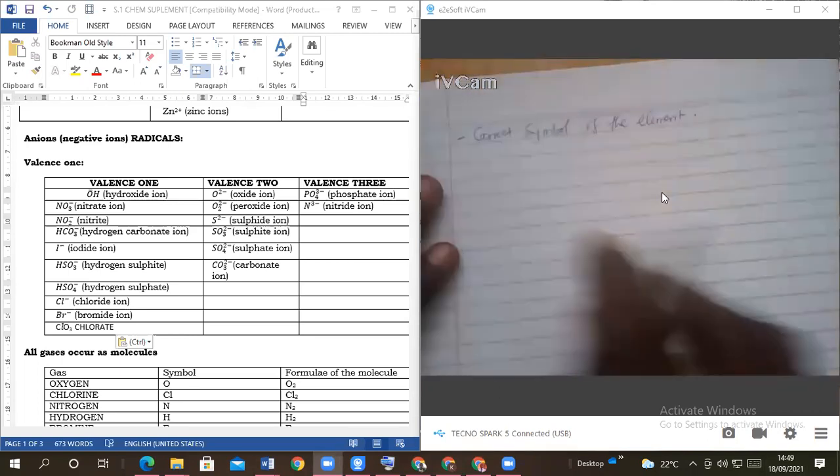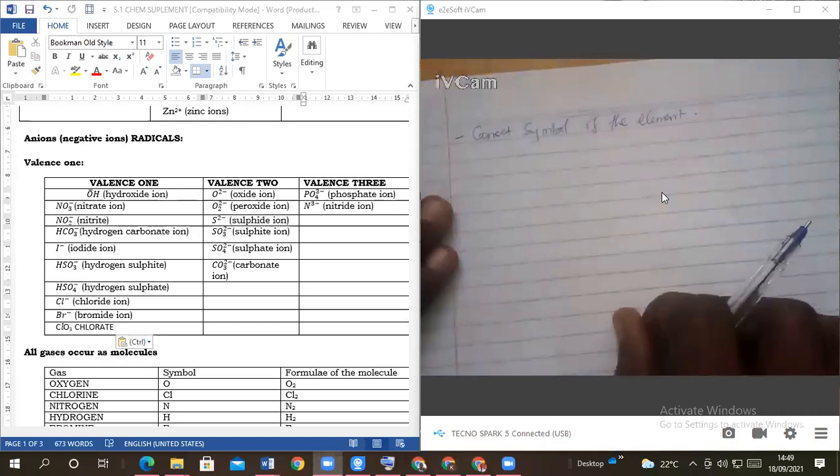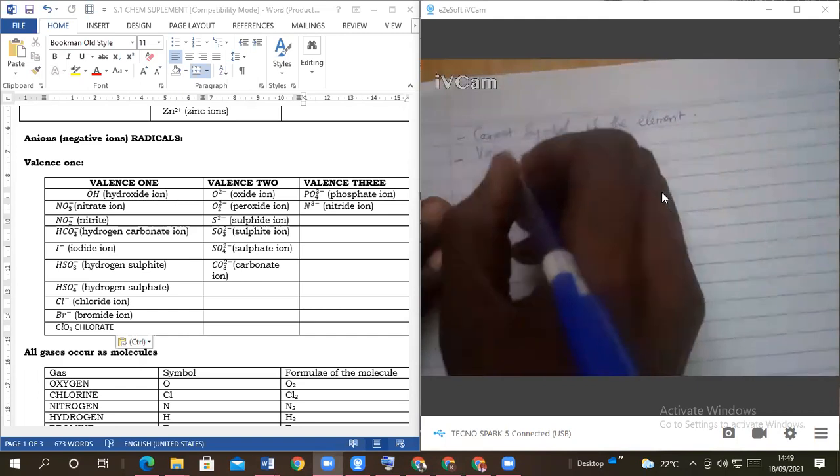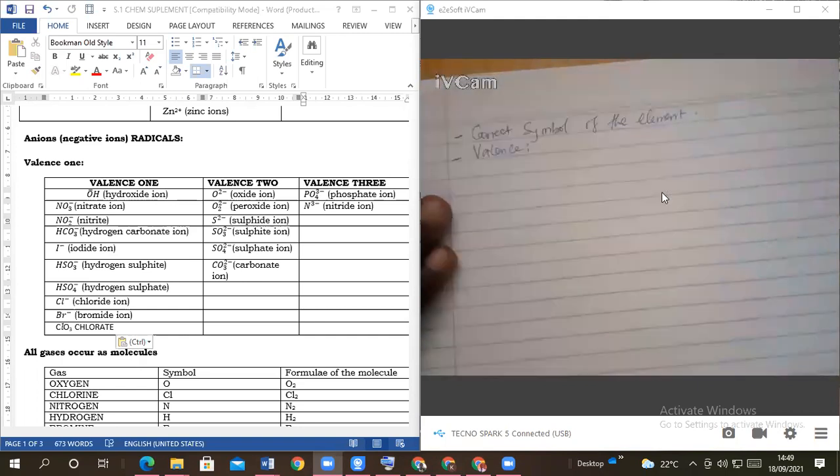That is one. Secondly, you must know the valency. What did we say valence is? Valence is the combining power of an element.